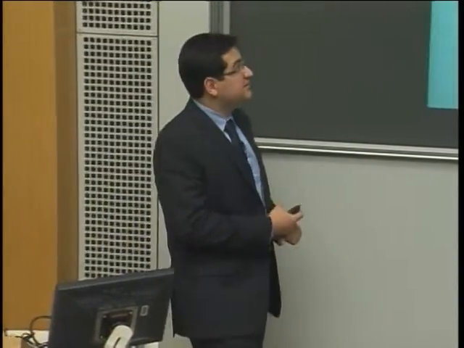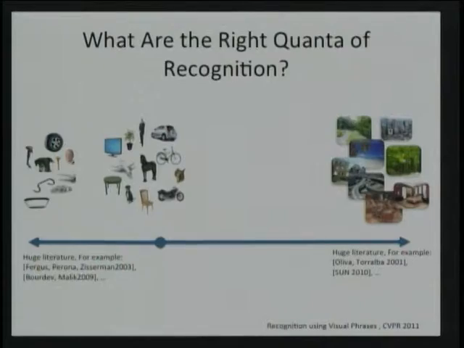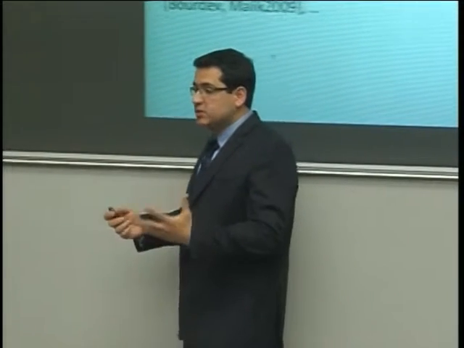If you look, there is this whole spectrum of elements of recognition. For years, we just took it for granted that objects are the center of a recognition paradigm. We want to detect objects, objects, objects. Sometimes we want to actually go from smaller elements and talk about attributes and parts. And sometimes we go all the way to the whole image and talk about scenes. So what is the right quanta of recognition? Is it objects, attributes, scenes?